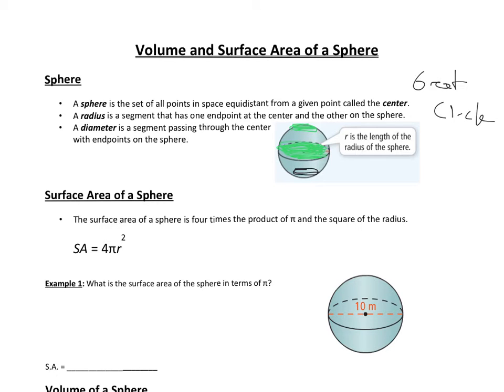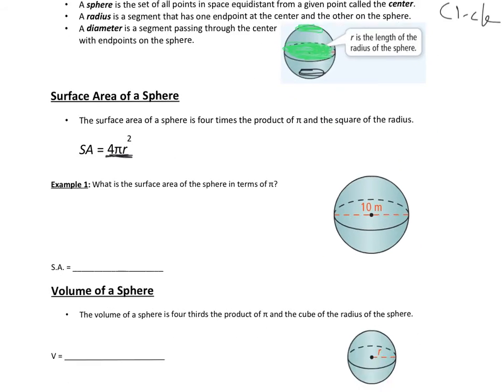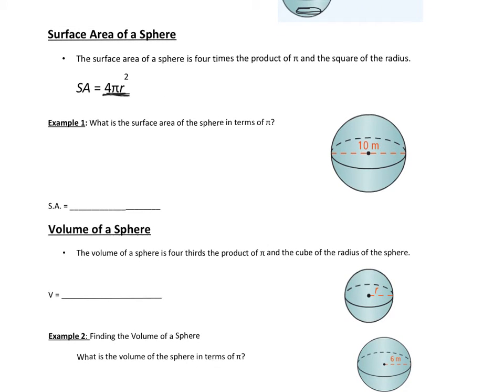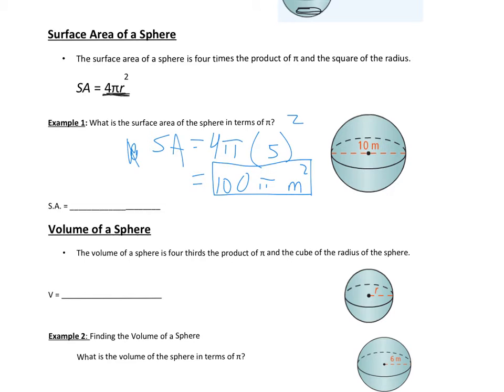Without getting into too much detail about how they came up with it, there is a formula for the surface area of a sphere: 4 times pi times the radius squared. So the only dimension you need to find the surface area of a sphere is the radius. In this example, the diameter is 10, so the radius is 5. 5 squared is 25, and 25 times 4 is 100. So the answer here would be 100 pi meters squared. The reason it's meters squared is we are doing surface area. That's all there is to it.